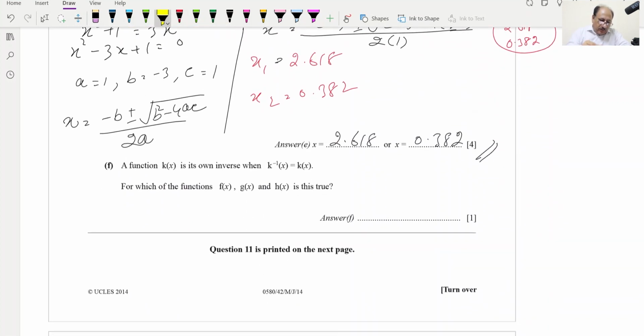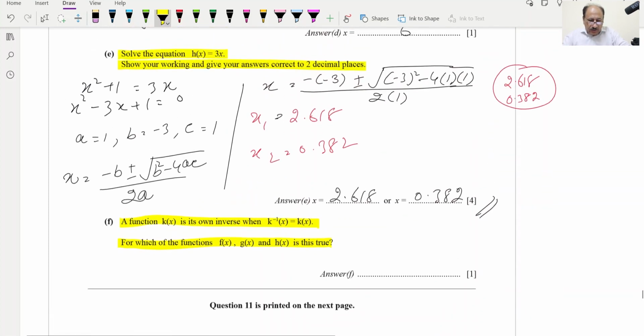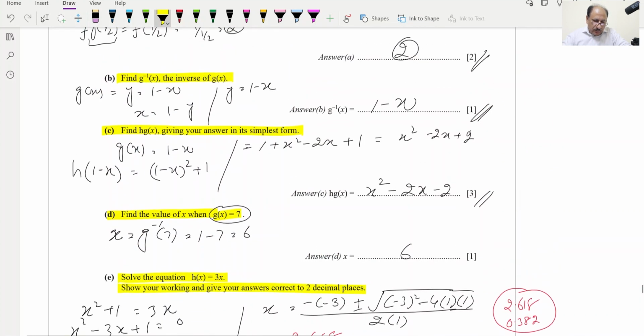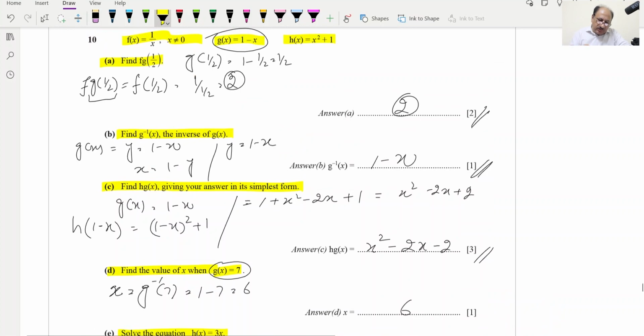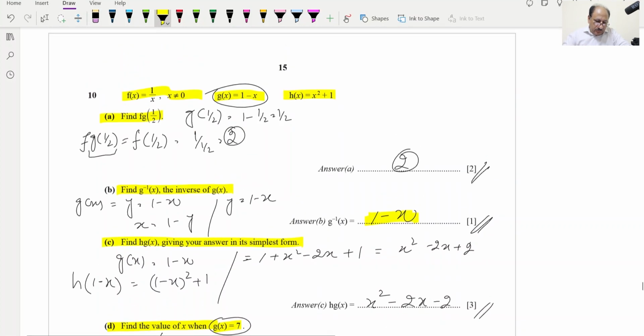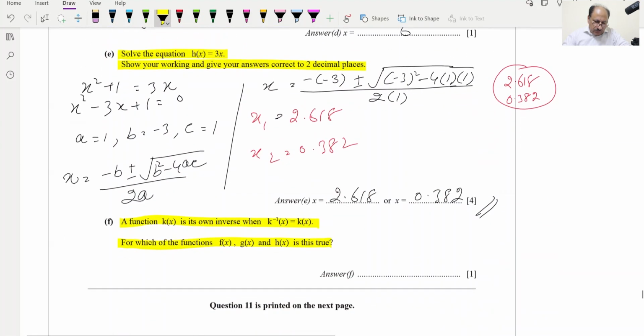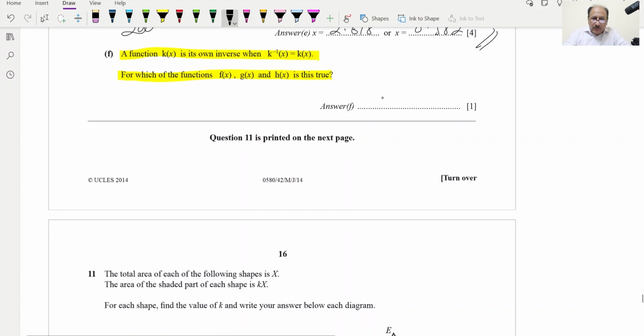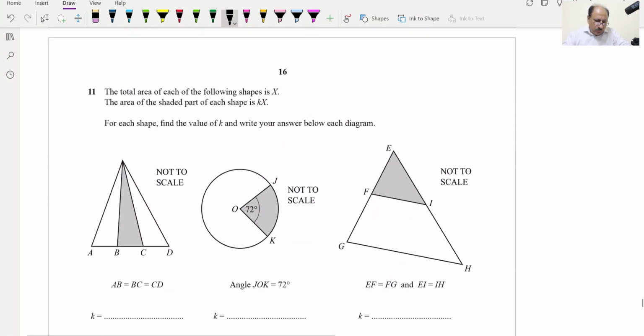And now they're saying part f: a function f of x is its own inverse when f inverse of x is equal to f of x. For which of the functions f of x, g of x, and h of x is this true? We can see this is true basically for g of x and for f of x. We have seen for f of x and g of x. G of x we have seen over here, and f of x basically is also the inverse of itself. So we can write over here: f of x and g of x. This is a 1-mark question, it's not requiring working.